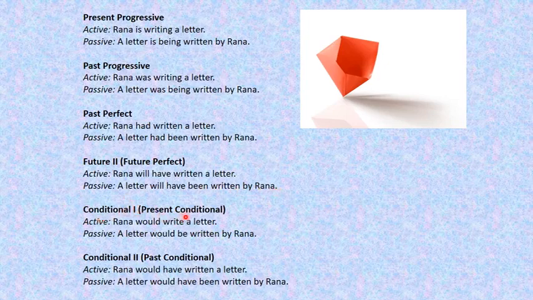Conditional 1, that is present conditional. Rana would write a letter. A letter would be written by Rana. Conditional 2, past conditional. Rana would have written a letter. A letter would have been written by Rana.